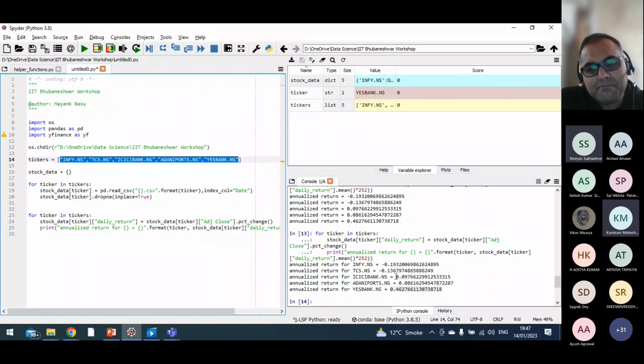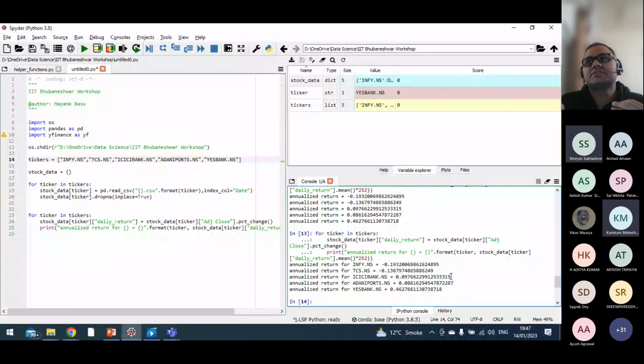But do you think that mean is sufficient? Do you think you should only look at the mean return? Think about it. So ICICI Bank, you got 9.7%. But it may be the case that ICICI Bank gave you this return with much less volatility. Volatility means how much a stock moves.